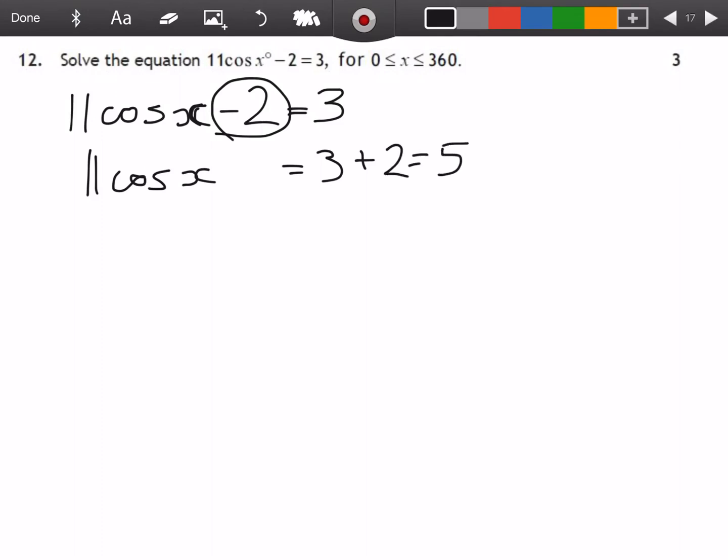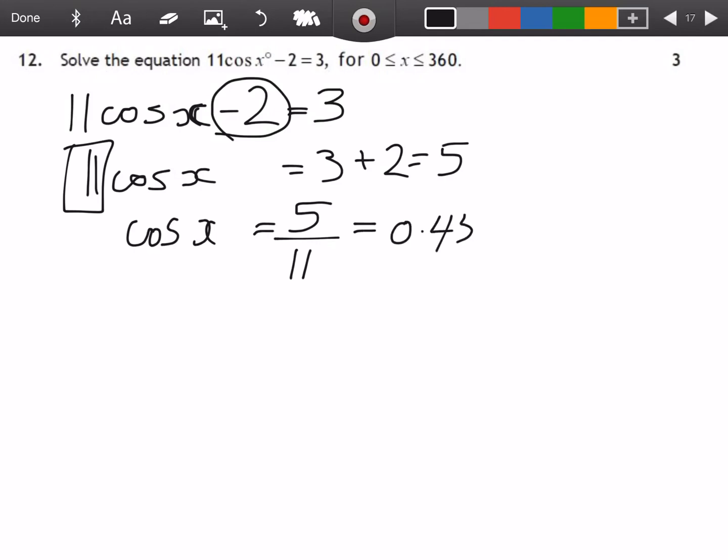Okay, we want to get cos on its own. Next thing we're going to get rid of is the 11. Cos x equals, what do we do with 11? Well, what is 11 doing with the cos? It's multiplying by the cos, so we divide by 11. Okay, get your calculator, make sure you're in degree mode. 5 divided by 11, that comes out as a wee 0.45 roughly, okay? Don't round anything at the moment. So that's what cos x equals.